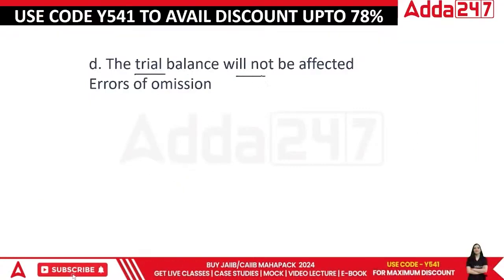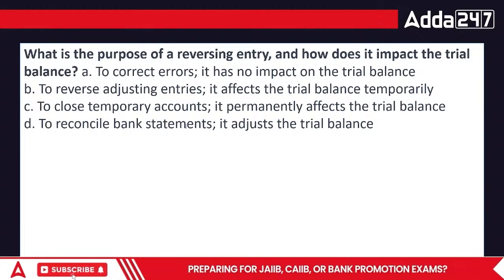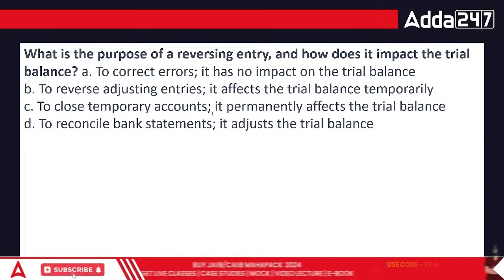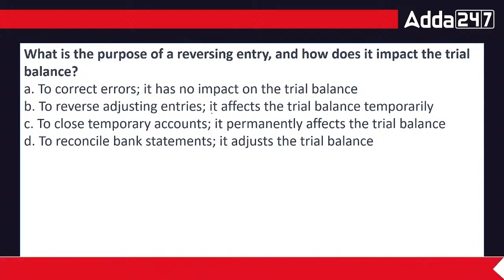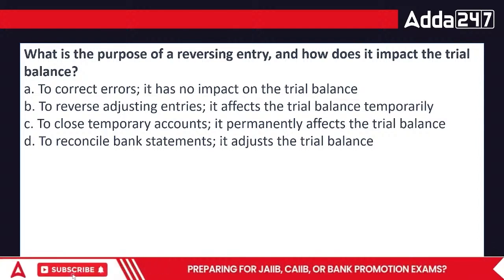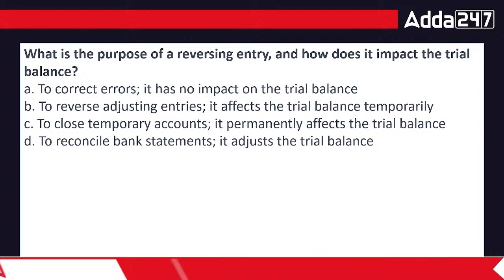The trial balance will not be affected. This is called error of omission. Next question, everyone. When we're talking about errors, obviously, to err is human, so everybody can make errors. How do we come out of those errors? What is the purpose of a reversing entry, and how does it impact the trial balance?